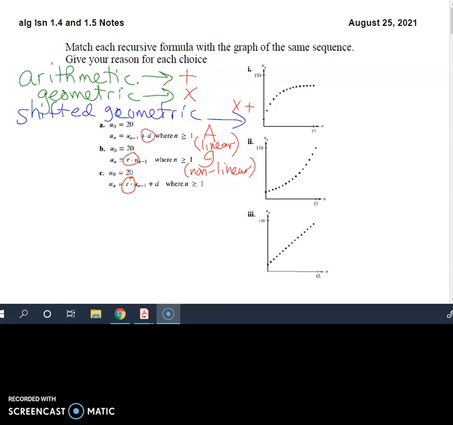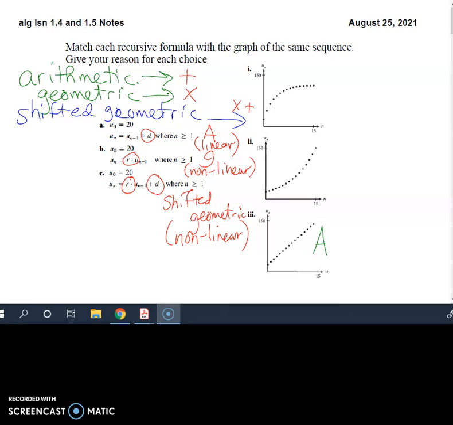And then the last one, we have multiplication and addition, and this is a shifted geometric. And it's also another nonlinear. So anytime you see the word geometric, whether it's geometric or shifted geometric, you should be thinking nonlinear. So letter A is an arithmetic, linear. That means the third problem is the graph that would go with the arithmetic sequence.